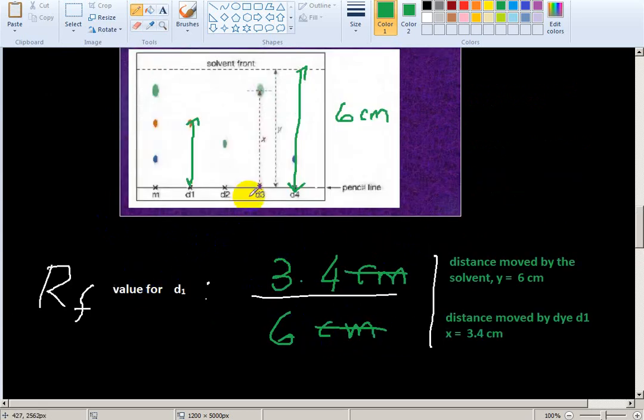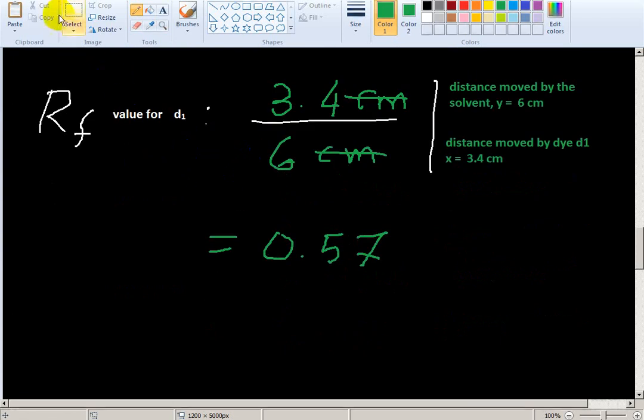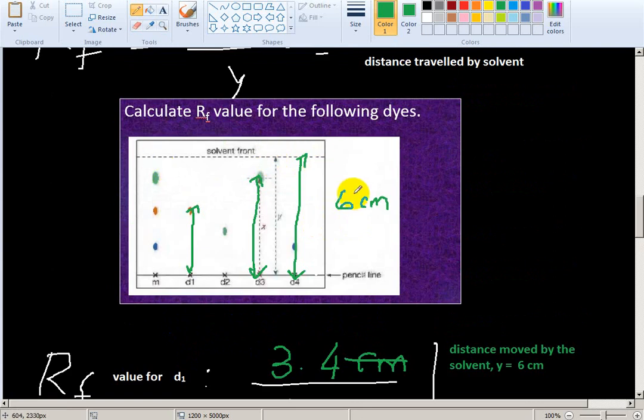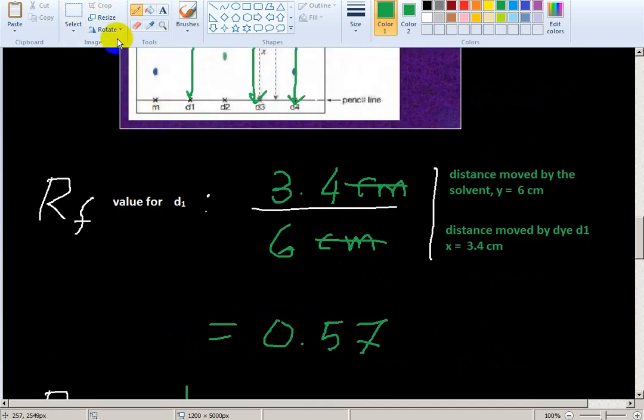Now we will calculate the RF value for D3. D3 may have moved 5 centimeters. If the solvent moved 6 centimeters, this would be 5 centimeters. So what is the distance moved by the solvent? The distance moved by the solvent is the same for all dyes, 6 centimeters.